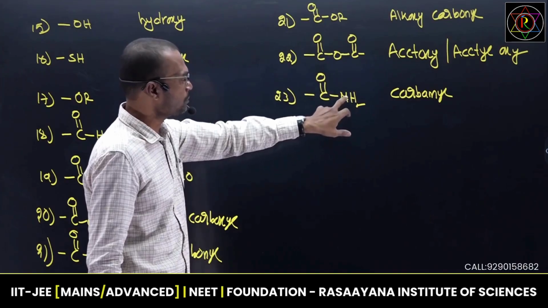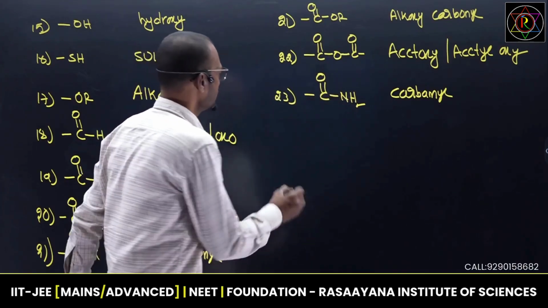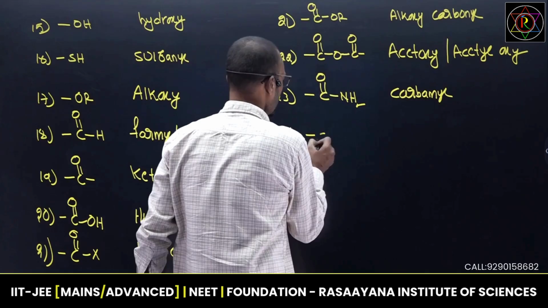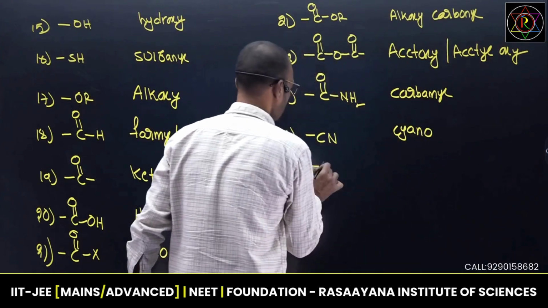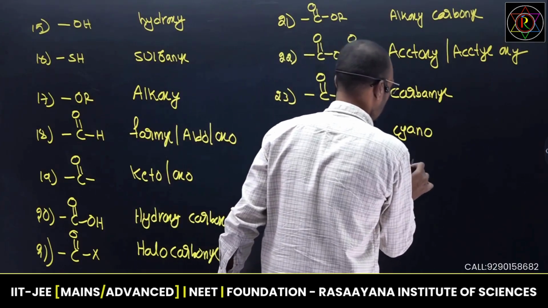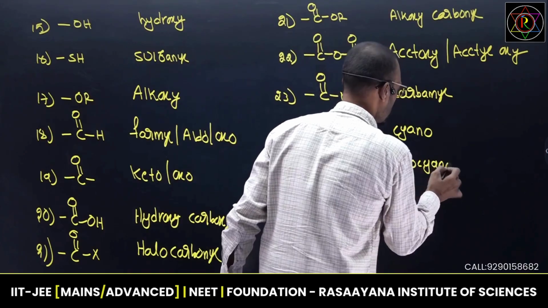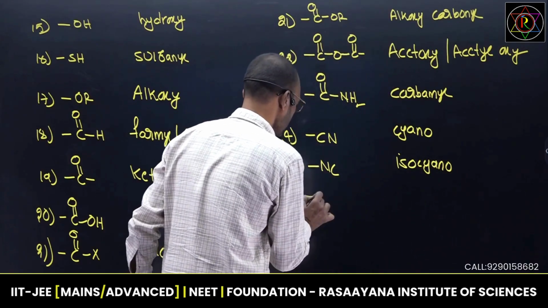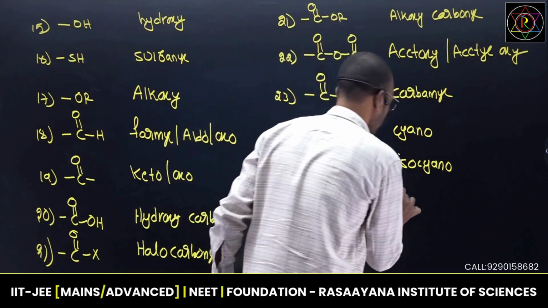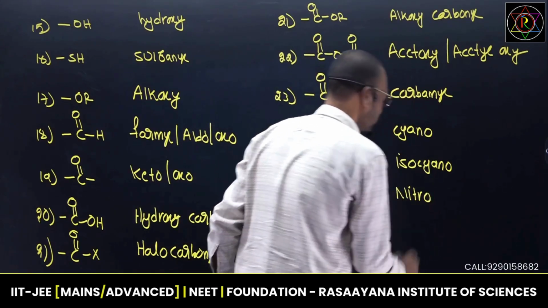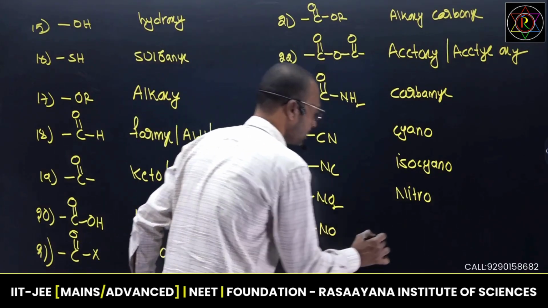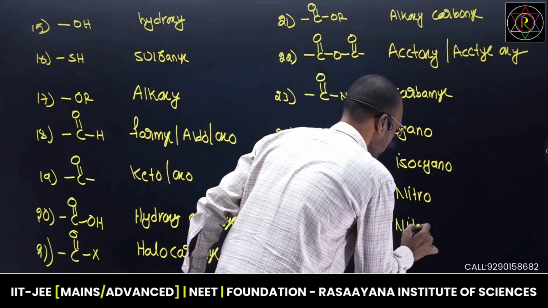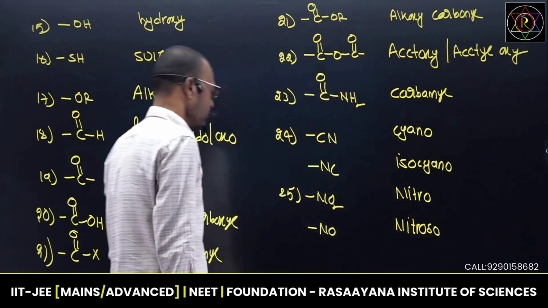If these two hydrogens are replaced by two alkyl groups. Some selective groups are also present, like CN, which is nothing but cyano. I can also use NC, which is isocyano. Then I can use NO2, which is nitro. If I write NO, that is nitroso.